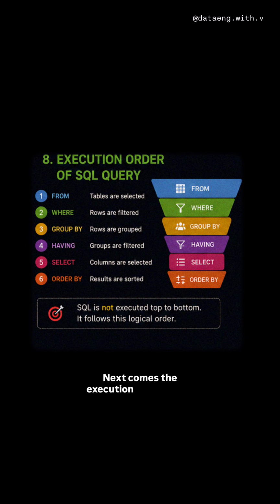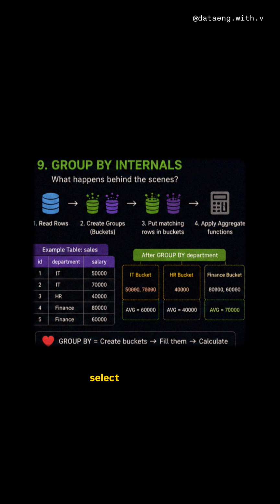Next comes the execution order, and here is the part most beginners never learn. SQL doesn't execute from top to bottom. Internally, the database follows this logical execution order: from first, then where, then group by, having, then select, and finally order by. Let's understand how group by internally works.